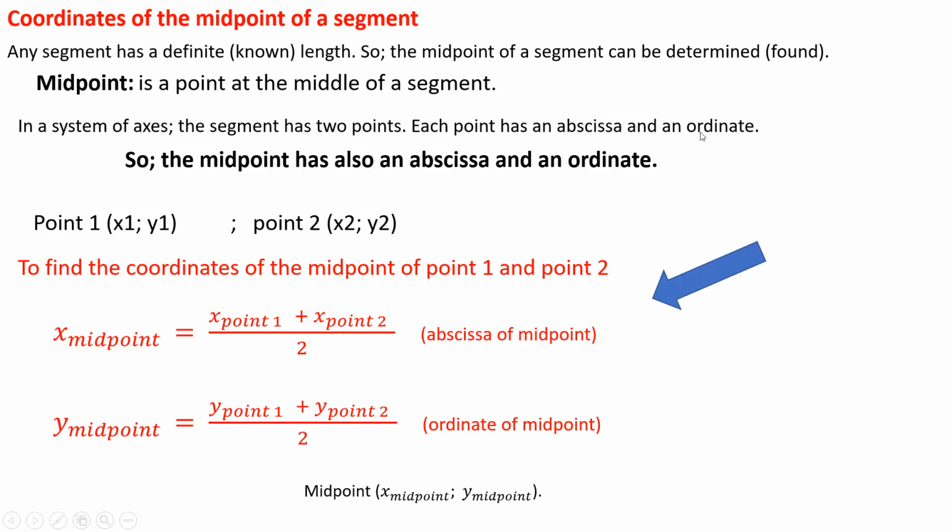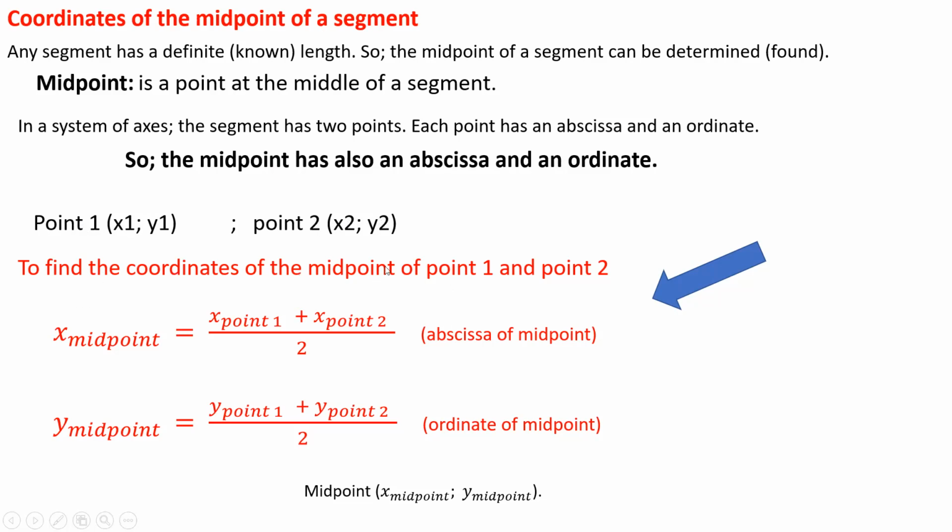Since each point has an abscissa and an ordinate, also the midpoint of this segment has an abscissa and an ordinate. Now we will learn how we find the abscissa and the ordinate, or the coordinates, of the midpoint of a segment in a system of axes. Of course, by given, you will have point 1 with its coordinates, abscissa and ordinate. You will have point 2 with its coordinates, abscissa and ordinate.